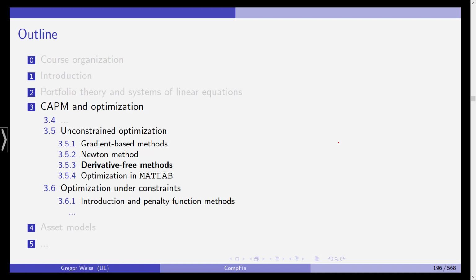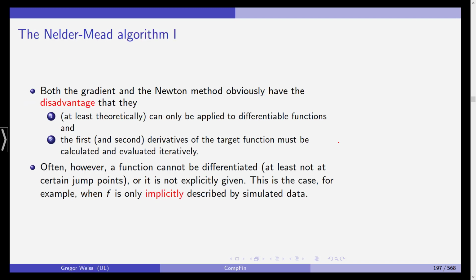Next, let's have a look at some derivative-free methods, because again, if the function is not differentiable, or if you have a hard time calculating the first derivatives, the gradient and the Hessian matrix, then you have a problem. So the gradient and the Newton method obviously have the disadvantage that they can only be applied to differentiable functions, and you need first and second derivatives. However, a function might not be differentiable, or it might not be explicitly given. This is, for example, the case when f is only implicitly described by simulated data. You only have data and you don't have the function itself.